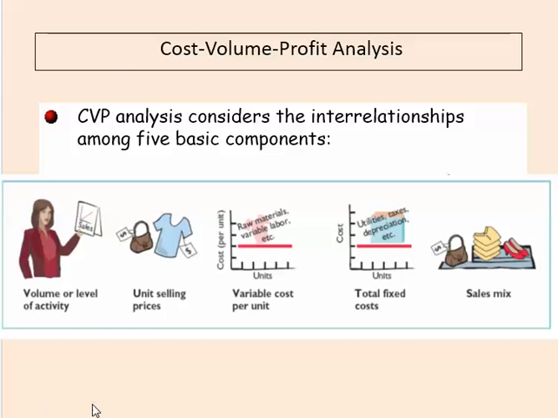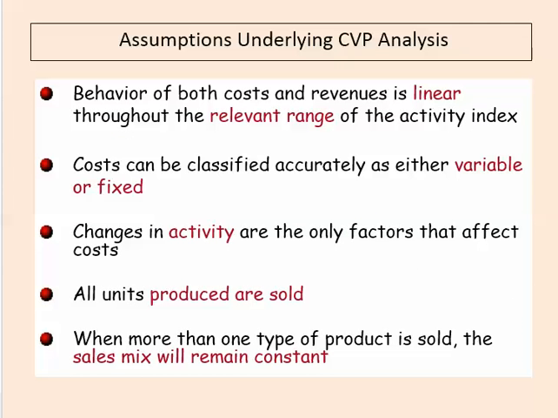And there's 5 basic interrelationships or components that we need to consider here when we're doing CVP analysis. One is going to be the volume or level of activity, the selling price, unit variable cost, total fixed costs, and sales mix. So we're going to have to delve into each one of those items in a little bit more detail, particularly the variable and fixed costs coming up.